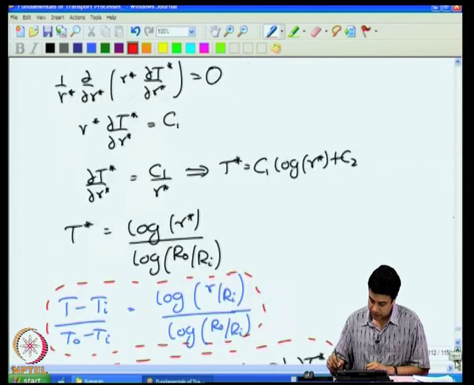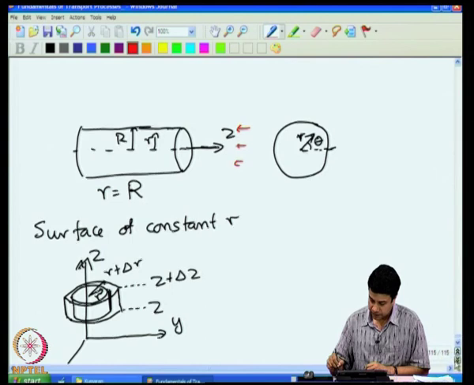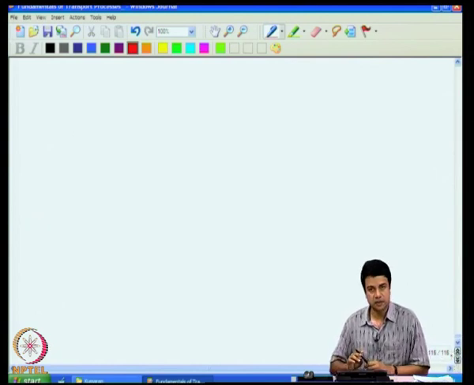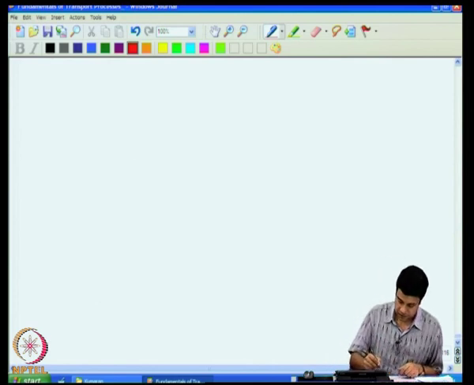So, in the last lecture we solved the simplest problem, and that is for the steady diffusion in cylindrical coordinates. Now, we will go a step further and look at unsteady diffusion.